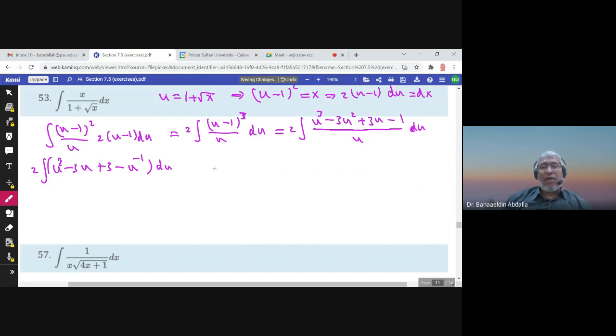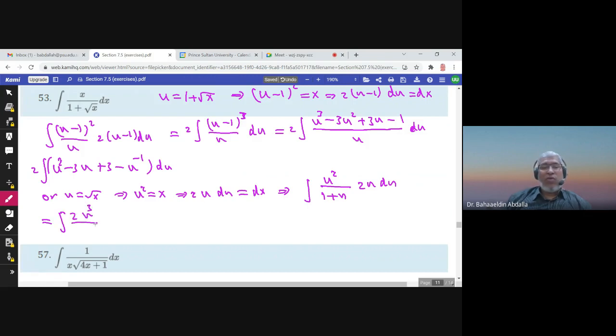If you take u equals square root of x, then u squared would be x, 2u du would be dx, and the integral would be x, which is u squared, over 1 plus u, and dx is 2u du. So it would be the integral of 2u cubed over (1 plus u) du. You use long division and continue easily.